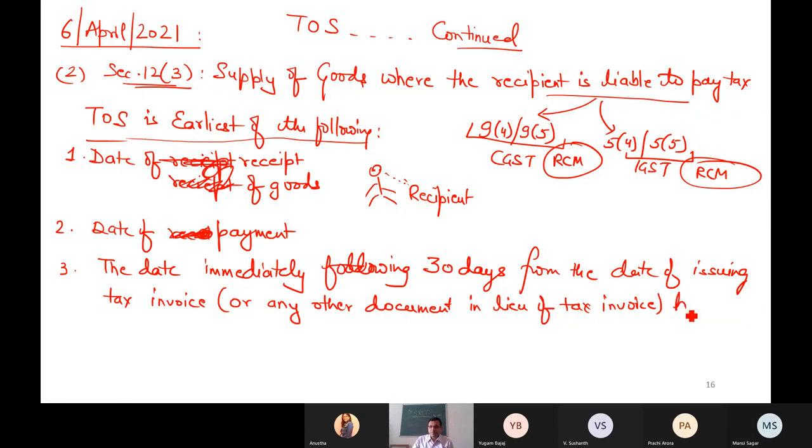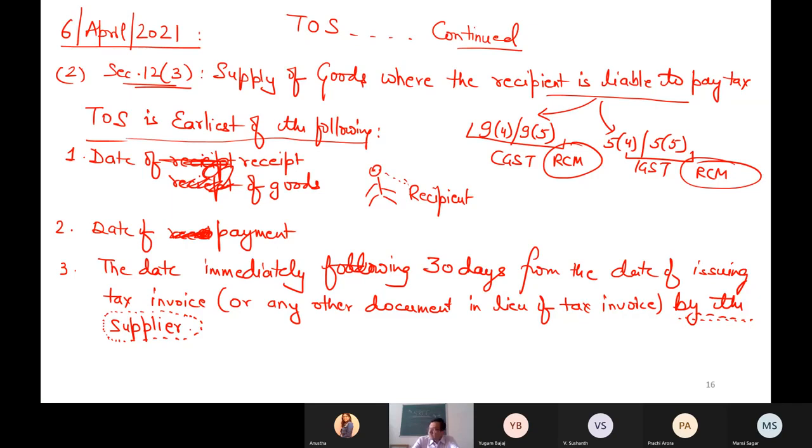By the supplier. So this date is extra 30 days by the supplier. So here the supplier has also come into the picture. So this is what section 12 subsection 3 is, that it is applicable on those supply of goods which are taxable on reverse charge basis.